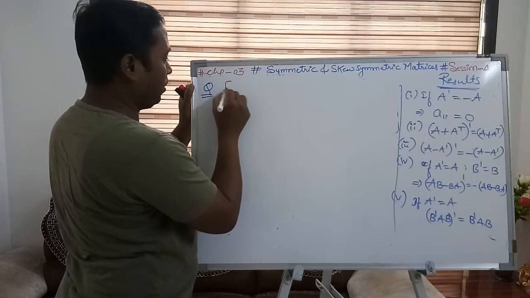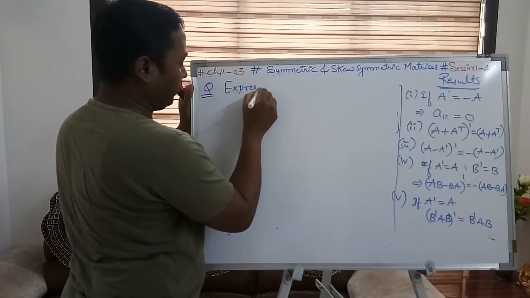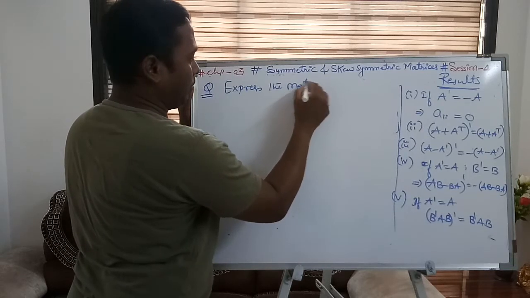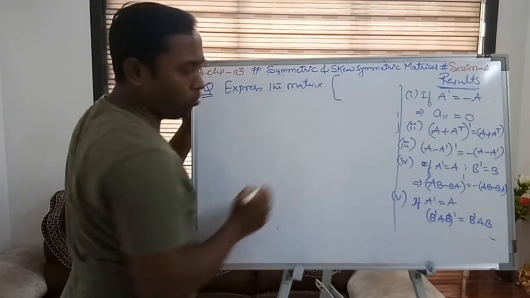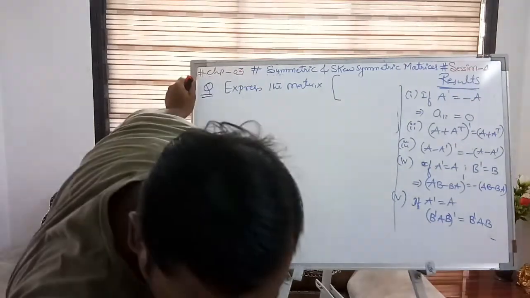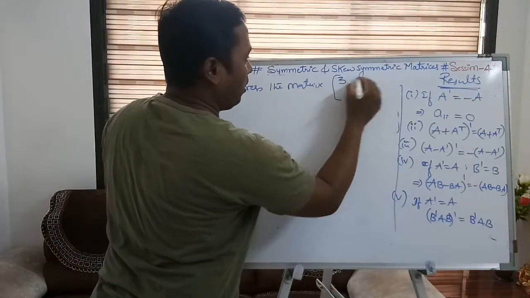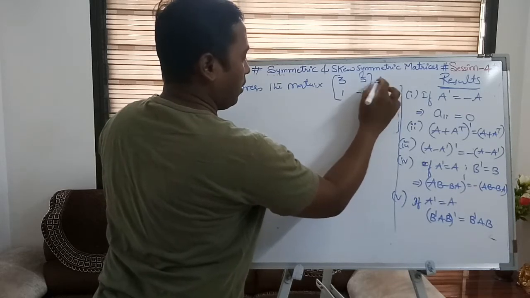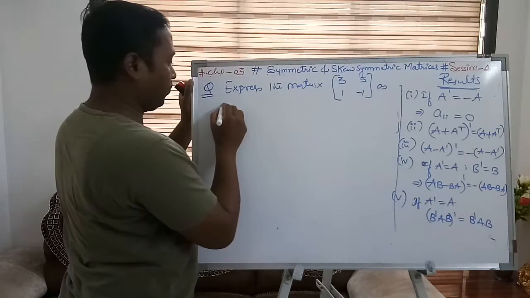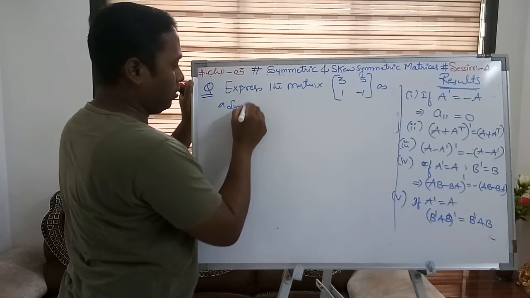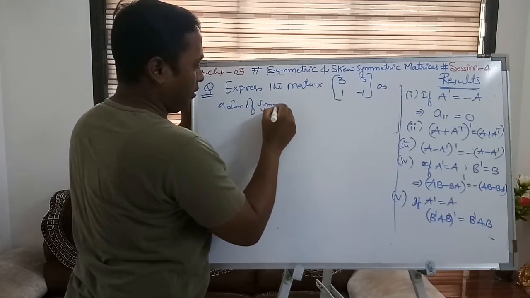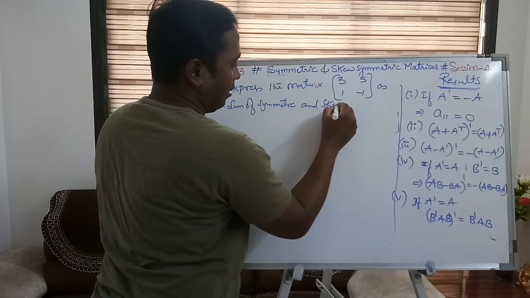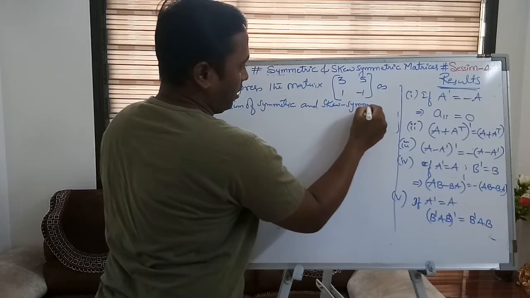Question is, express the matrix of 2 by 2 square matrix, that is 3 5 1 minus 1, as a sum of symmetric and skew symmetric matrix.